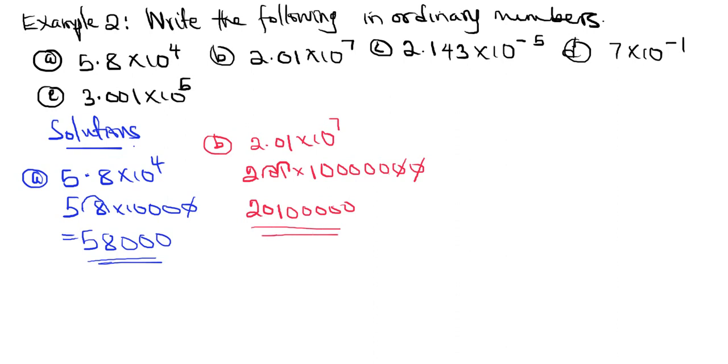1, 2, 3, 4, 5. So that's the number in ordinary form. Now we have the next answer that we want to consider. Now for C, let's see what we have for C.